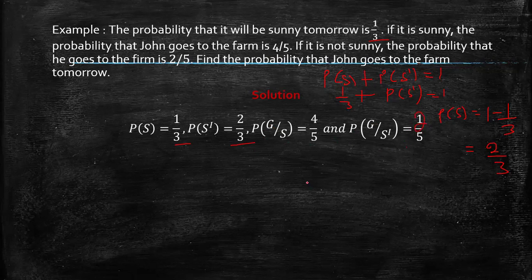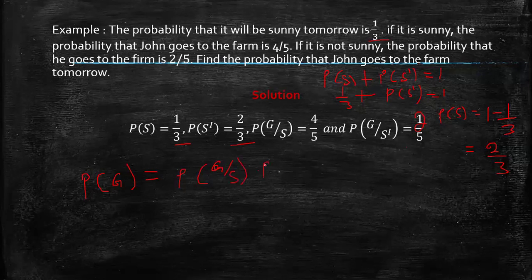Now we find the probability that John goes to the farm. So the probability that John goes to the farm is going to be the probability of G, him going, given that it is sunny, times the probability that it is sunny, plus the probability of him going, given that it is not sunny, times the probability of the day not being sunny. Then we do our substitution.